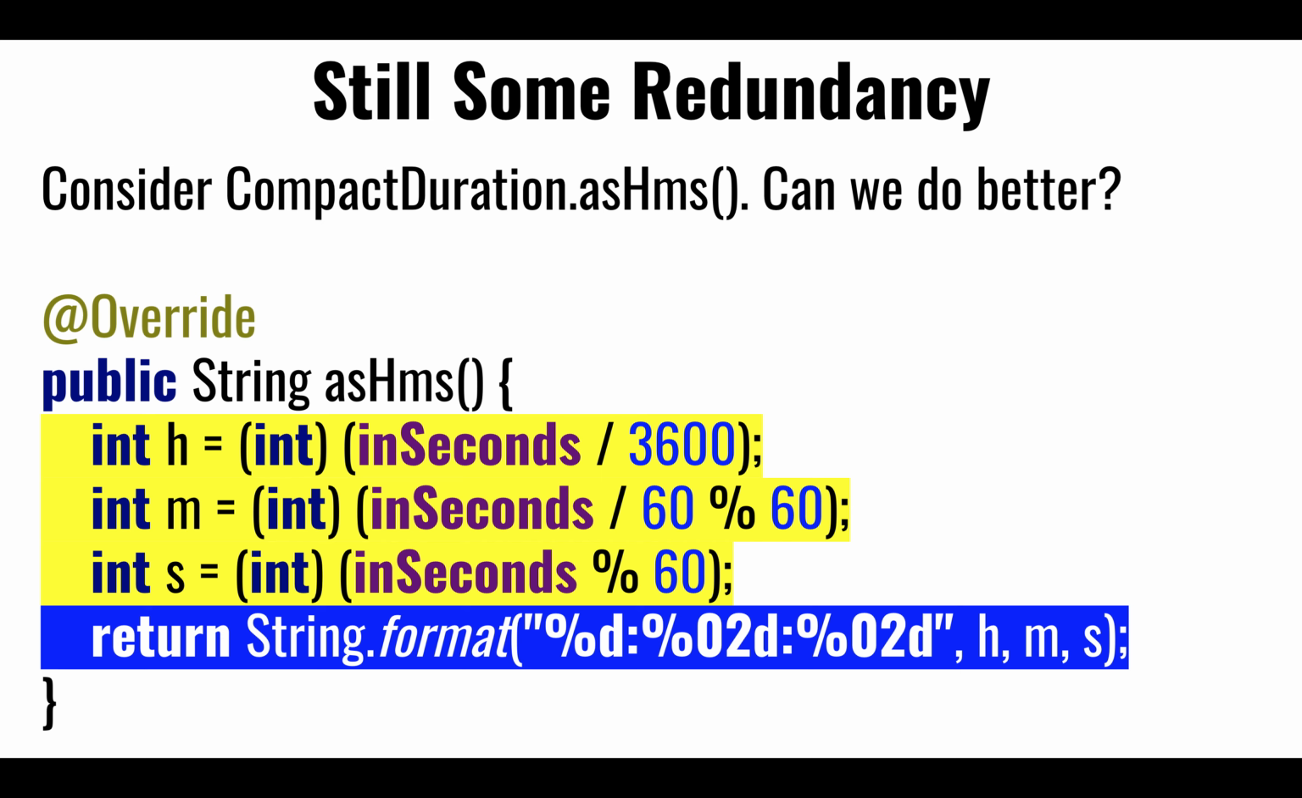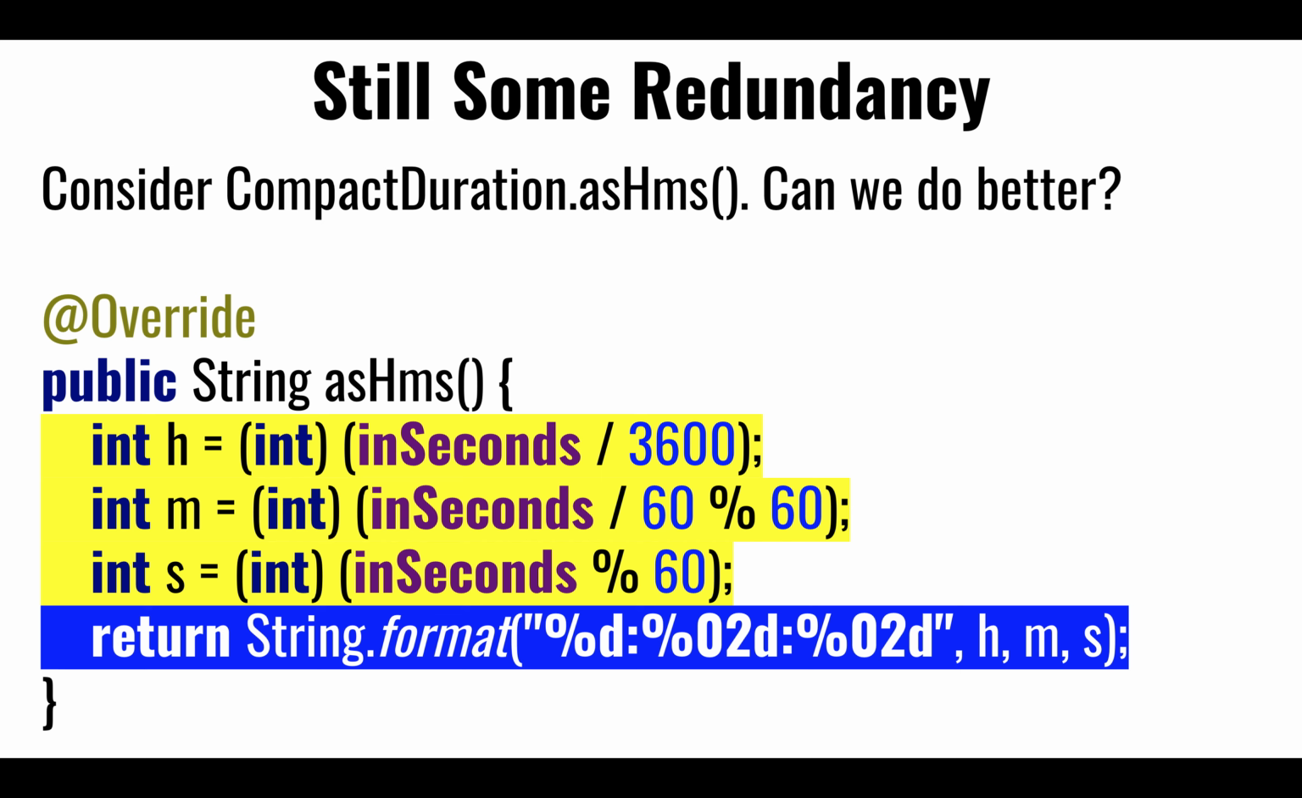So let's take a look at some of the other methods. Here we have asHms. We want to be able to take, in this case, we were doing some minor arithmetic where we were converting locally from seconds, in CompactDuration, where we only have seconds. That's all we have. We converted from seconds back to hours, minutes, and seconds, and then we formatted it into a human readable format.